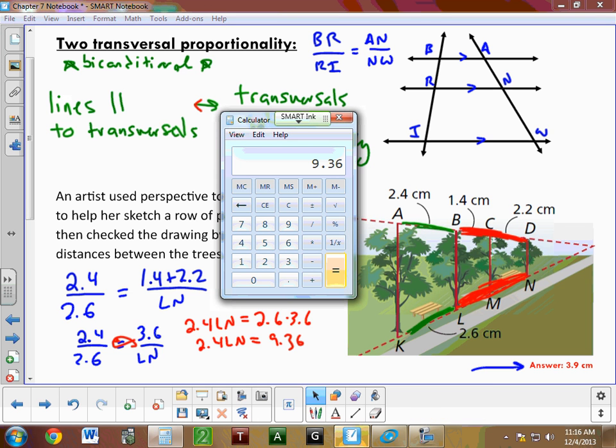Now I have to divide by 2.4. Divided by 2.4, and that's 3.9. ln equals 3.9. Now make sure you put a unit on it, or I'm going to throw something at you.